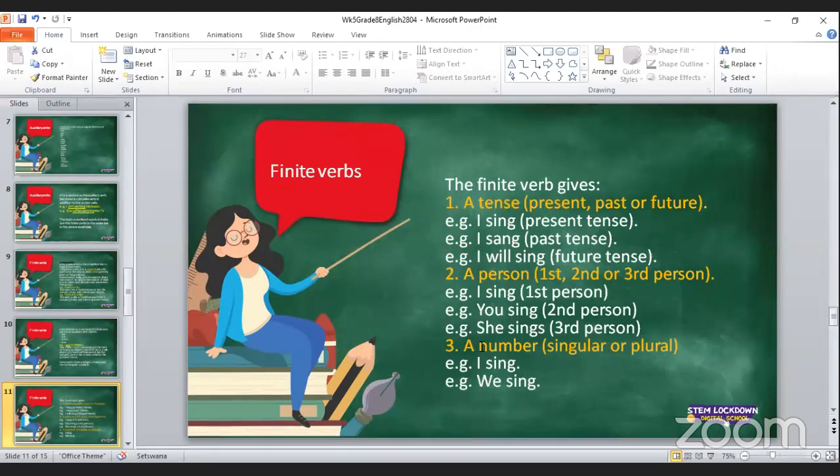So okay, let's go. I did say a finite verb gives us a number, whether it's singular or plural.